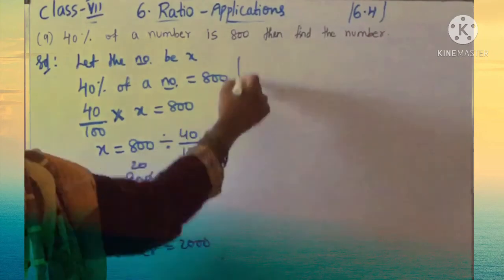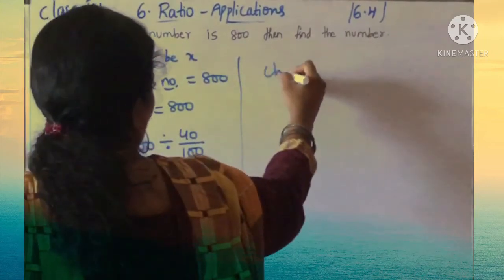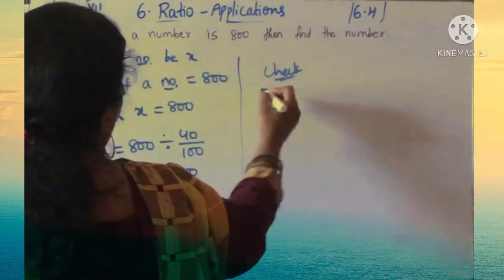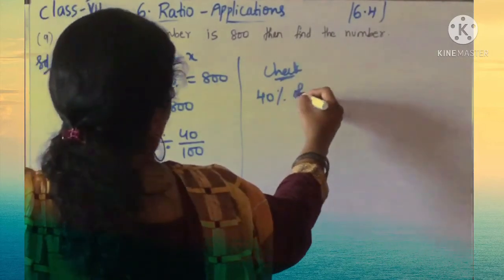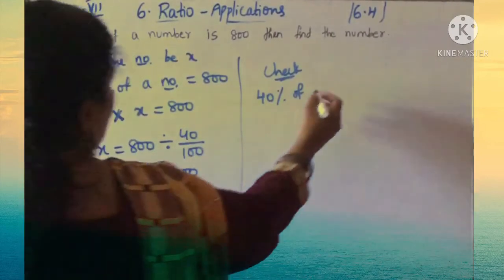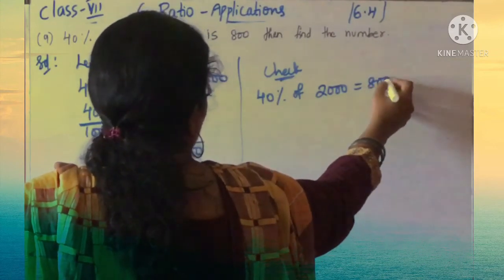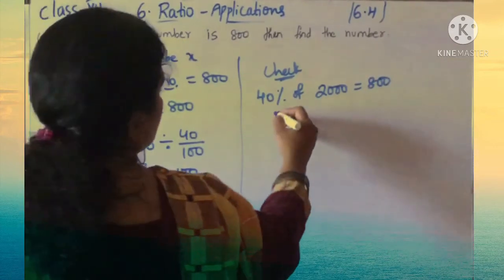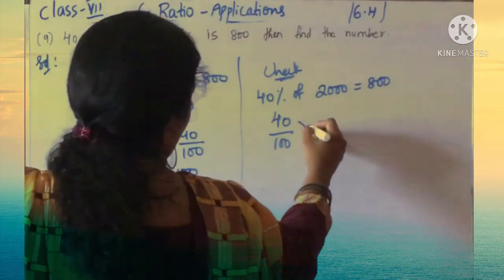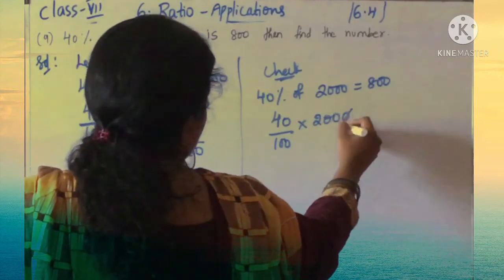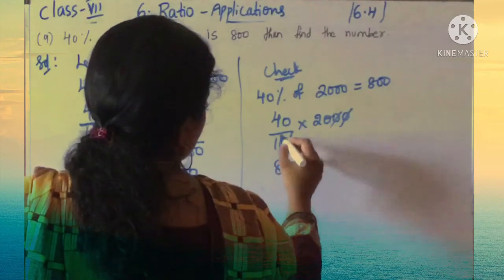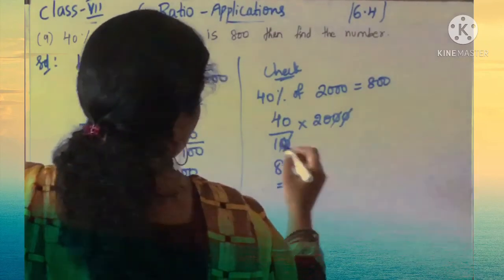You can check, children, here. That is 40% of the number. How much did you get here? 2000 is nothing but 800. We'll check whether you will get 800 or not. So 40 by 100 into 2000. 0, 0, 0, 0 get cancelled. So 4 2s are 800. So finally you will get 800.